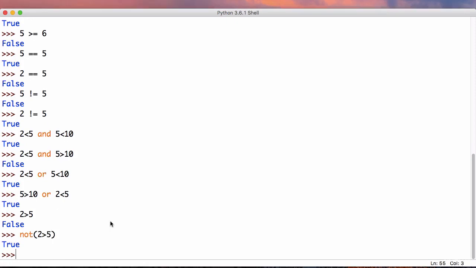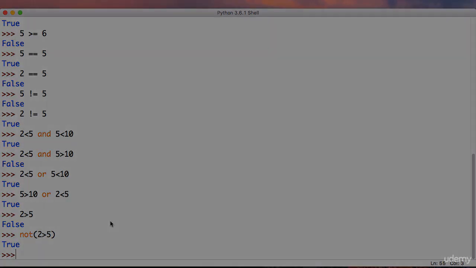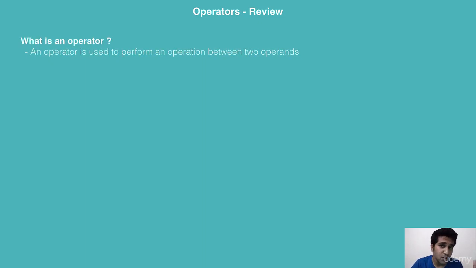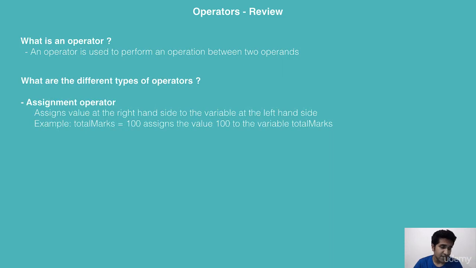Now that's a lot of information in one stretch. Let's take a quick review of what we have learned. We started this section by discussing what an operator is. An operator is used to perform an operation between 2 operands. And then we looked at the different types of operators. The first one which we looked into was the assignment operator, which is the equal to operator, and it is used to assign a value to a variable. In this example, the value 100 is being assigned to the variable total marks.